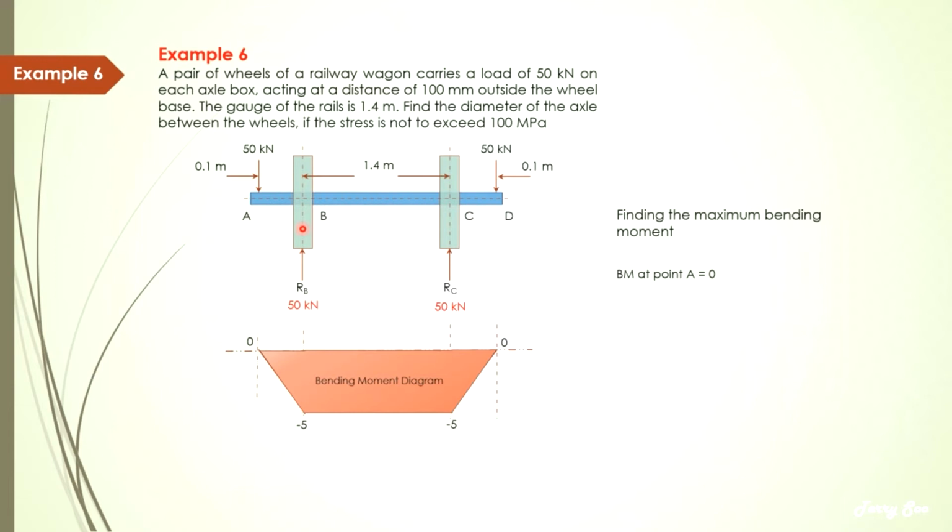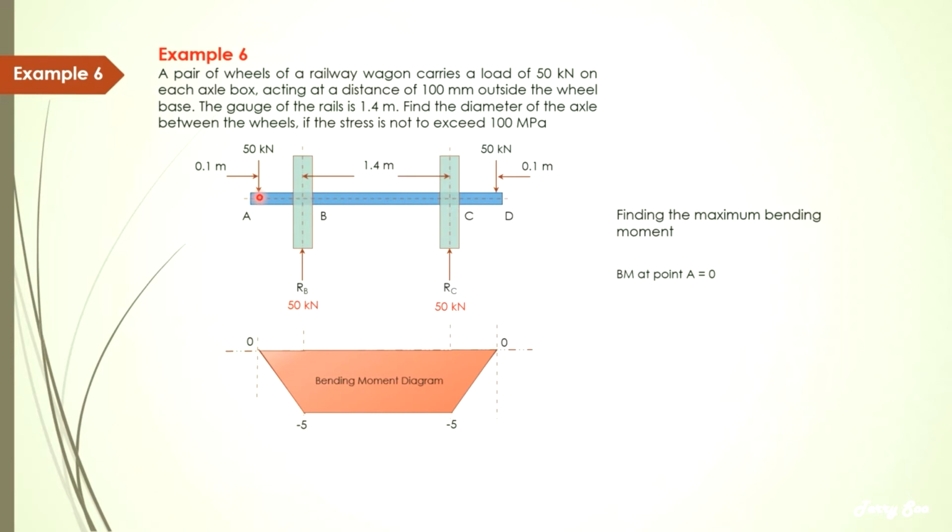When we move our reference to point B here, you need to cover off this whole part here and look at the section towards the left only. We start from the left hand. So you have 50 kilonewton multiplied by this length here, which is 0.1. That is your bending moment. Remember, bending moment is defined as force multiplied by length. So this length is 0.1, 50 times 0.1 about point B. From the force to point B is 0.1.